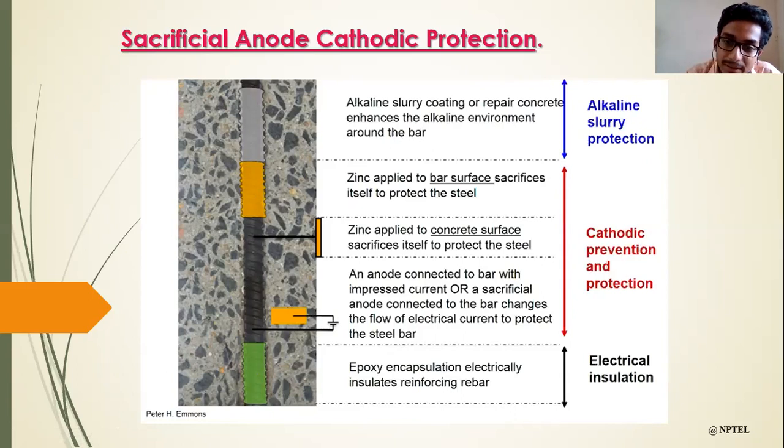And the middle portion, the red color arrow, you can see that we can apply some zinc coating to the bar surface, which will sacrifice and get corroded and will prevent the steel from corroding. And the second part is that we are fixing some zinc plate over the concrete surface, and we should make very sure that the zinc metal has a very good connection with the bar.